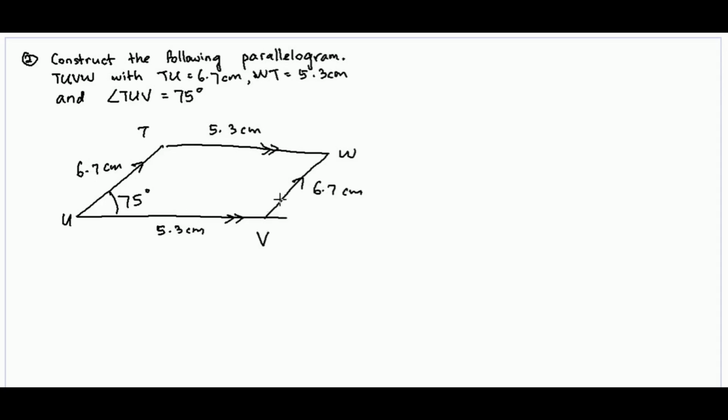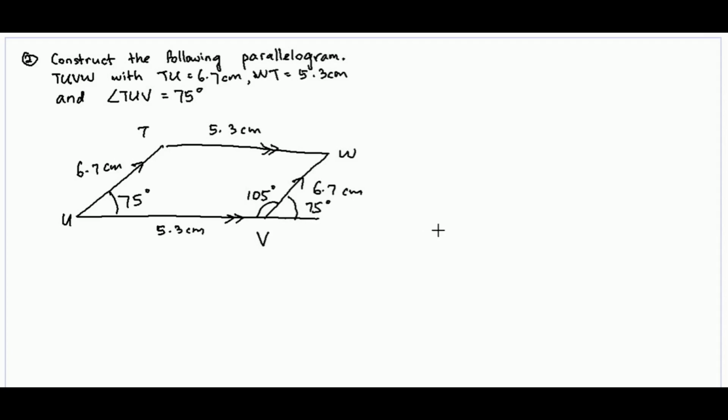What's the angle here? Still remember this is a parallelogram, these two straight lines are parallel to each other. The angle 75 here, so here must be 105. Here 105, so here must be 75, correct? Okay, let me start with the construction.